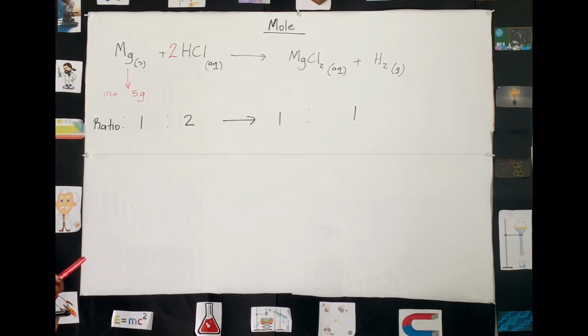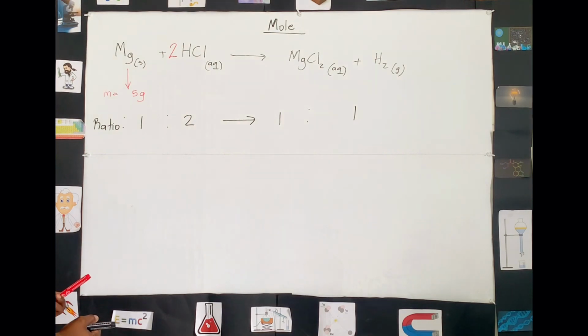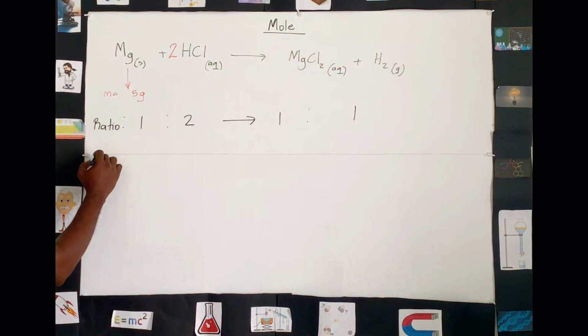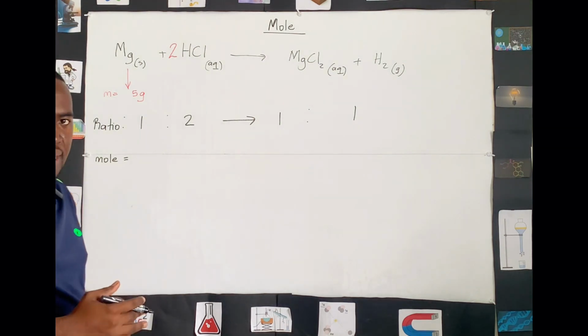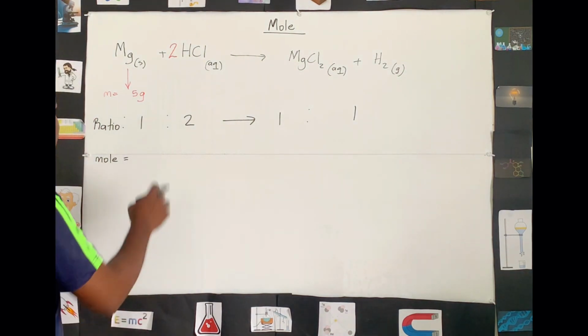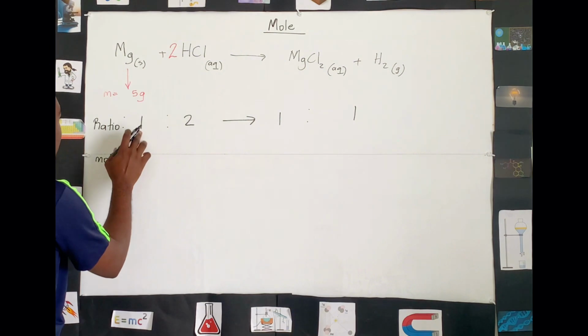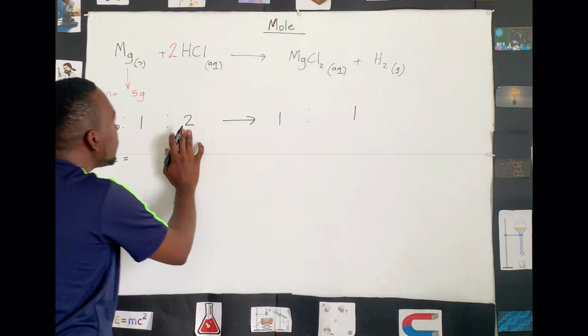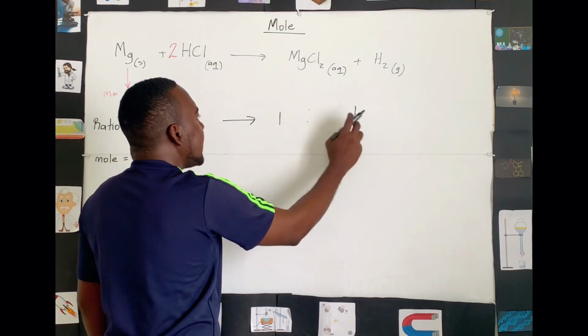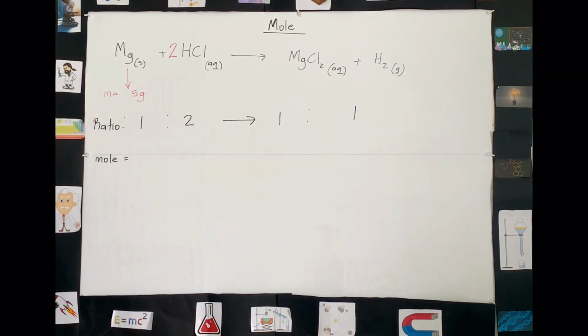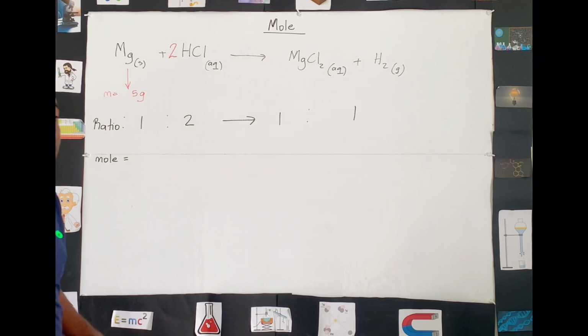So now that we know the mass of each, right, we are supposed to find the actual amount of moles that we use, because what this means is that if we use 1 mole of magnesium to 2 moles of hydrochloric acid, we will get 1 mole of magnesium chloride and 1 mole of hydrogen gas. But let's see how many moles we actually use in this experiment.